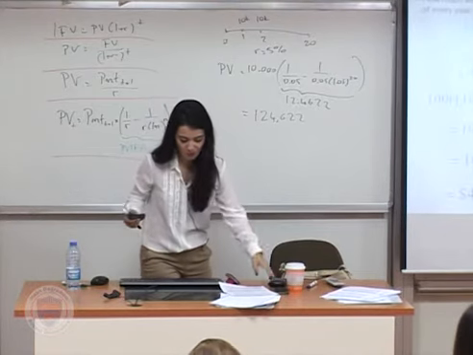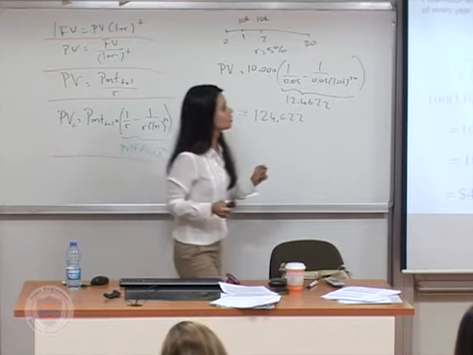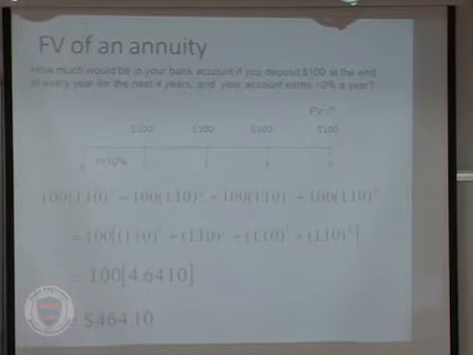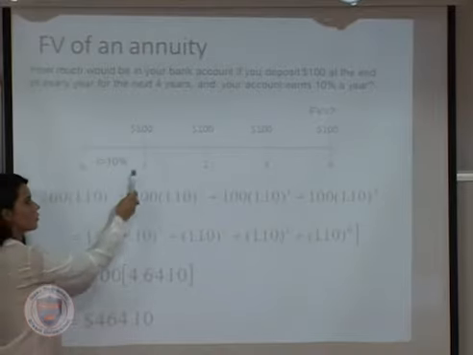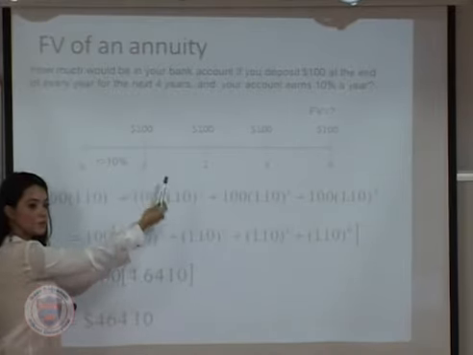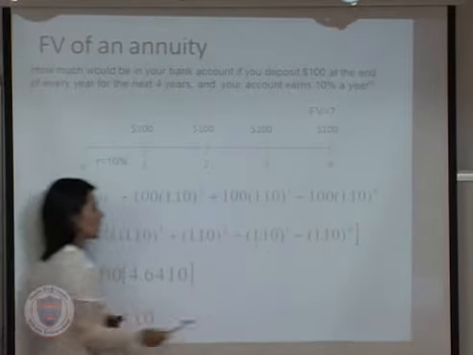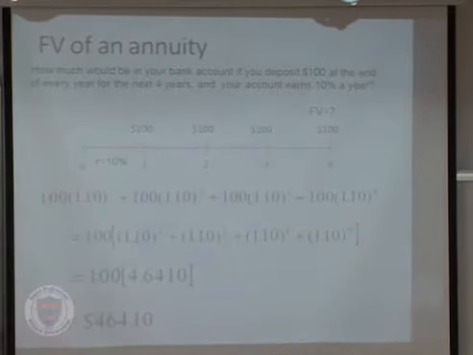So don't fall asleep. Okay, how much would be in your bank account if you deposit $100 at the end of every year for the next 4 years, and your account earns 10% a year? Again, this is an annuity. You're putting $100 in your bank account for 4 years. You know the interest rate, so you have a finite amount of payments, and you have constant payments. So what are you going to do? You can treat this as a multiple cash flow question, and you can calculate the future value of each individual cash flow and take it to the future using the future value formula, this one.